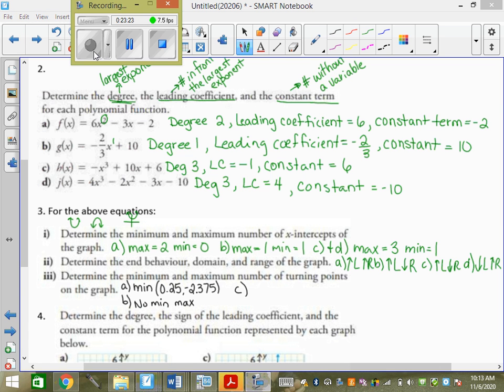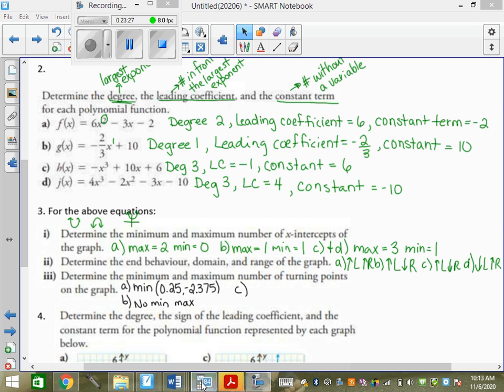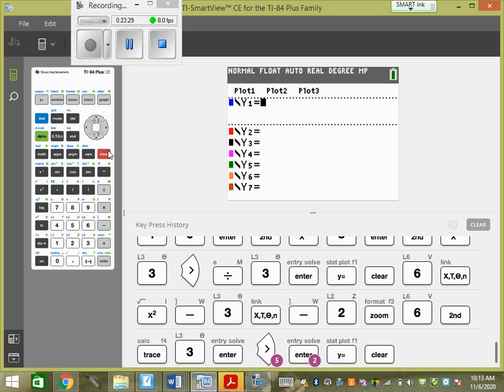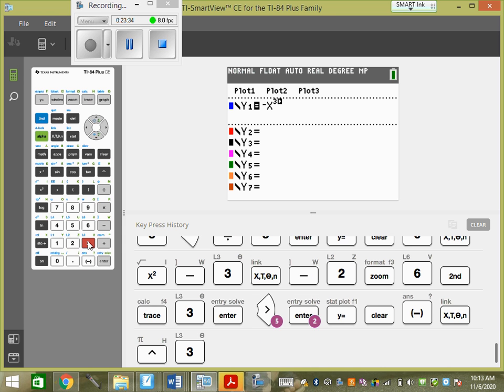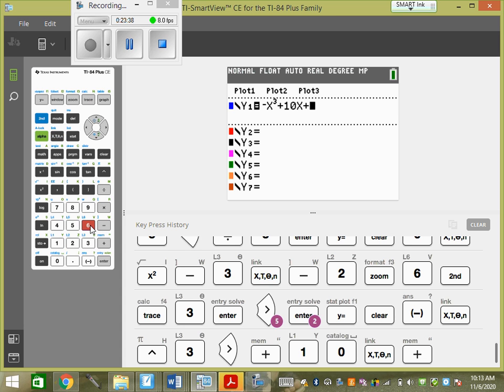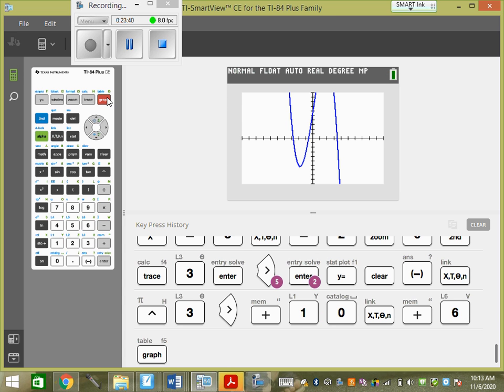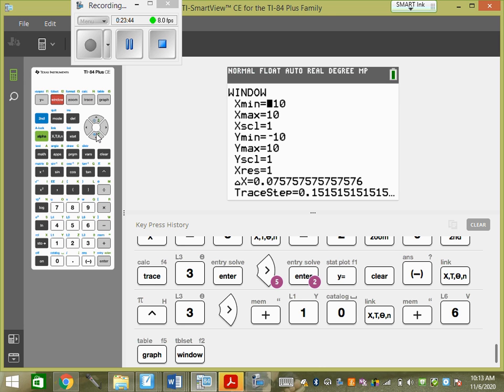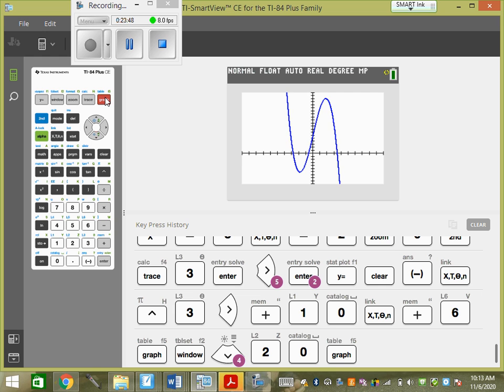So for C, I type in negative x cubed plus 10x plus 6. And I'm going to have to change my window because I can't see my maximum. Change my window, my y max to maybe 20. Then I can see it.